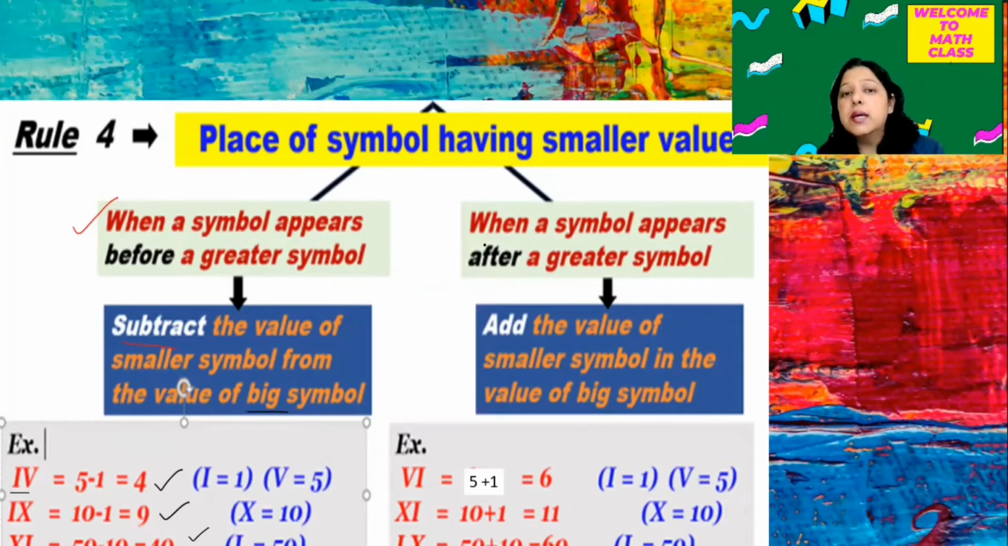And when a symbol appears after a greater symbol, add the value of the smaller symbol to the value of the bigger symbol. Like VI, 5 plus 1, 6. XI, 10 plus 1, 11. LX, 50 plus 10 is 60. So according to rule 4, if a symbol appears before a greater symbol, subtract. If a symbol appears after a greater symbol, add.